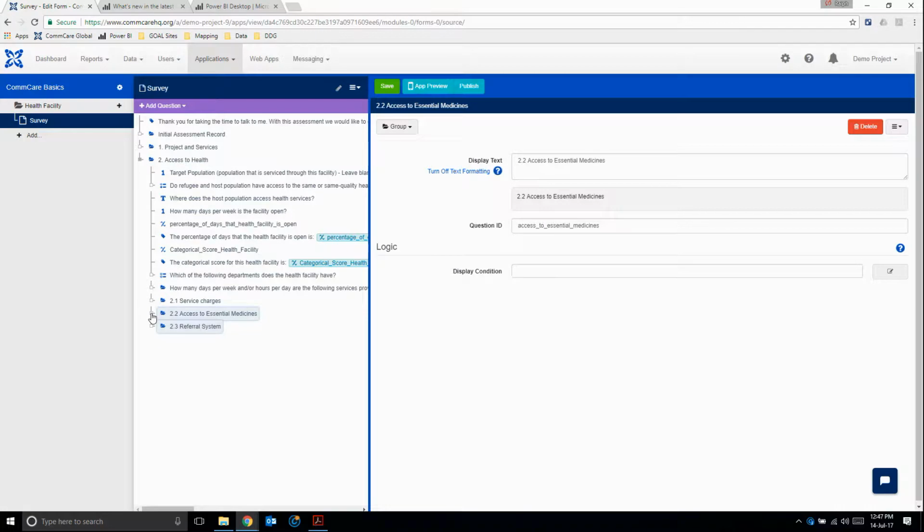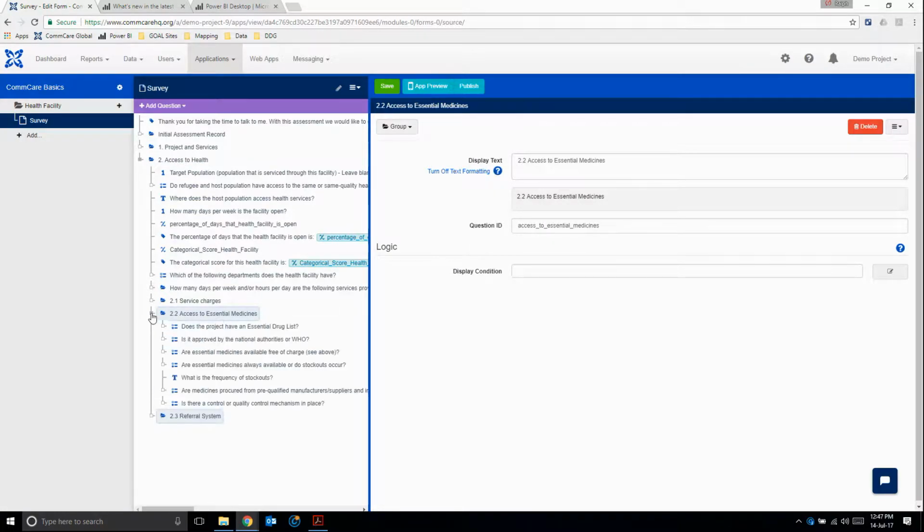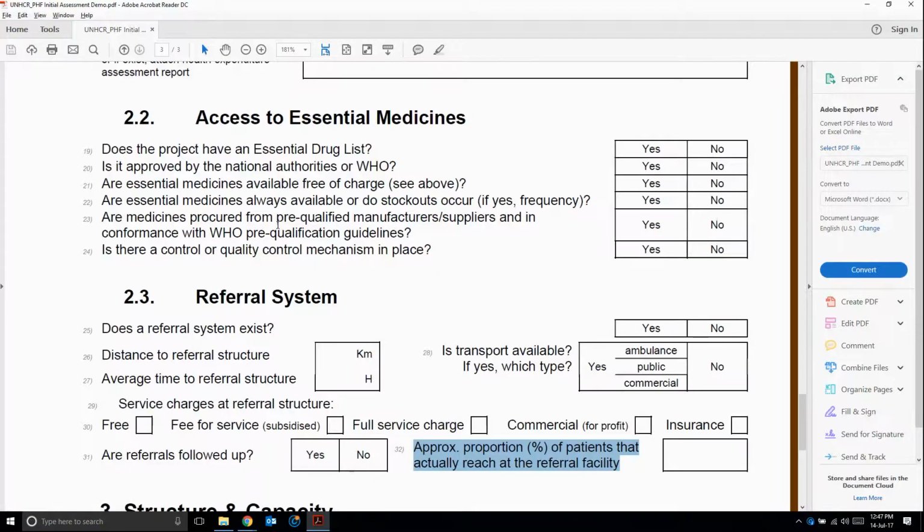Okay, so let's open up section 2.2, access to essential medicine, and this is simply just a bunch of yes/no questions, right? Well, not completely. This one is pretty simple, yes/no, yes/no. 21 is also a yes/no, but then 22 has a sneaky little bit at the end. It says, if yes, what is the frequency? So are essential medicines always available, or do stockouts occur? And also, this is a very confusing question, because if we're answering yes or no, what are we answering yes to? Are we answering yes to essential medicines are always available, or yes to stockouts occur?